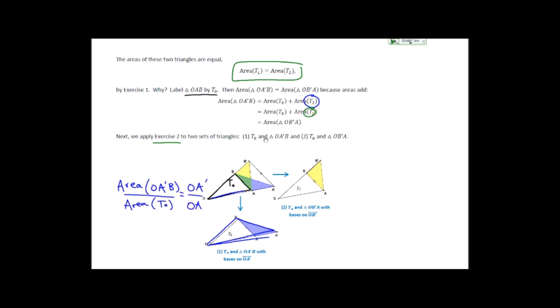Similarly, for T sub 0, the same T sub 0, and triangle OB prime A, this green triangle, because these have the same base, meaning OB, the ratio between the areas is the same as the ratio between OB and OB prime.